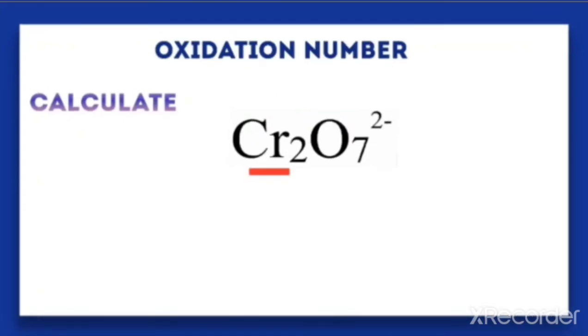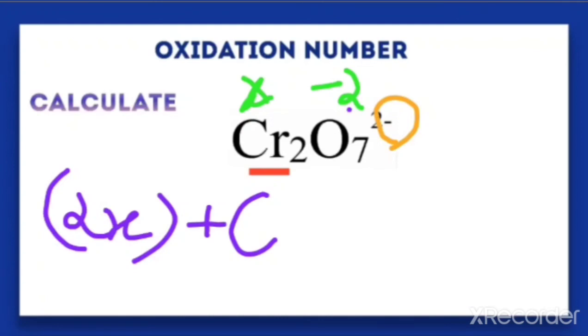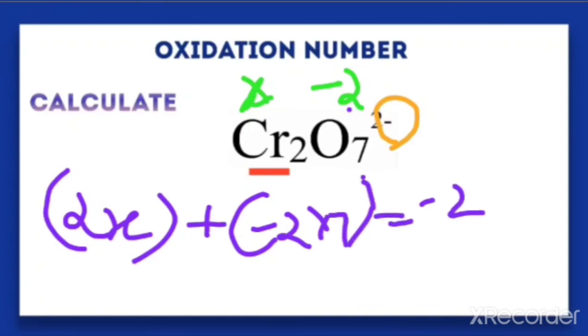In Cr2O7 2-, we need to find out the oxidation number for Cr, which we keep as x, and the oxidation number for oxygen is -2. And the overall charge here is -2. So how do we write this? 2 Cr are there, therefore 2 into x, plus -2 is the individual charge on oxygen, and there are 7 oxygens, so -2 into 7, equal to -2, because -2 is the overall charge.